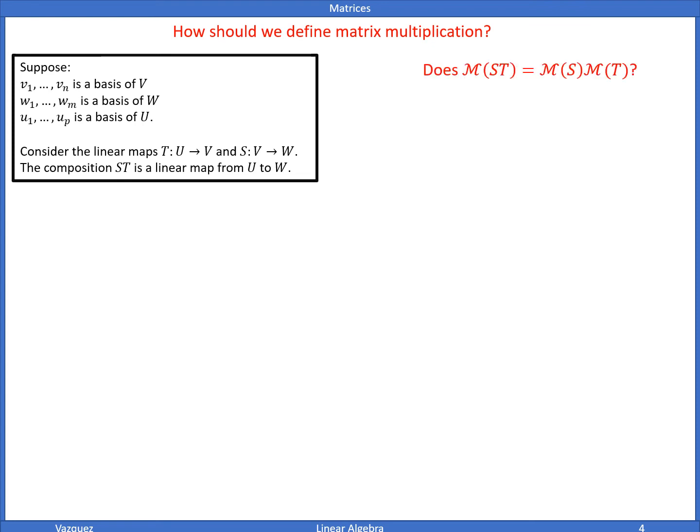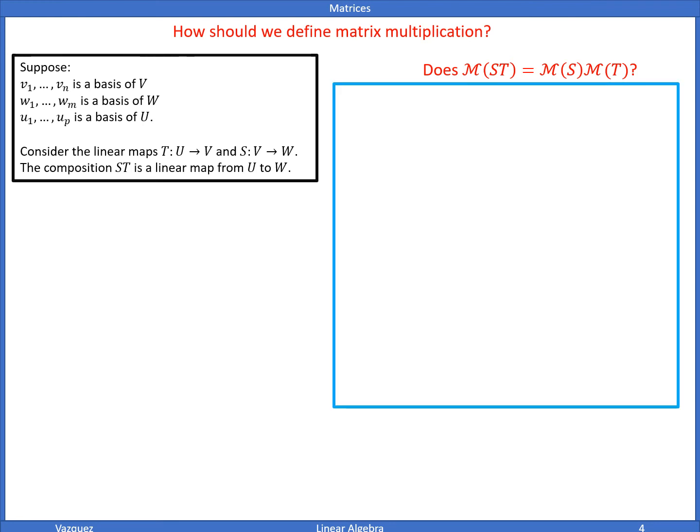Does the matrix of ST equal the matrix of S times the matrix of T? Well, mathematicians wanted this to be a positive answer, right? Wanted this to be a yes. So what did they do? They defined matrix multiplication in a way that makes this true. So let's go ahead and go with the reasoning.